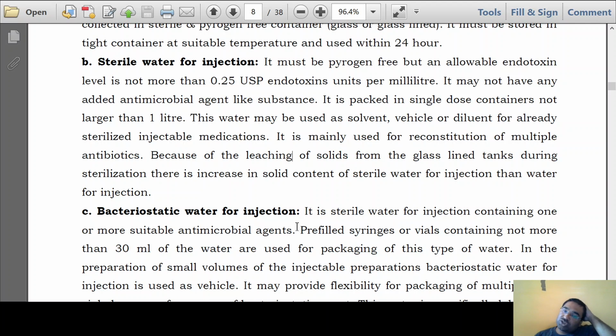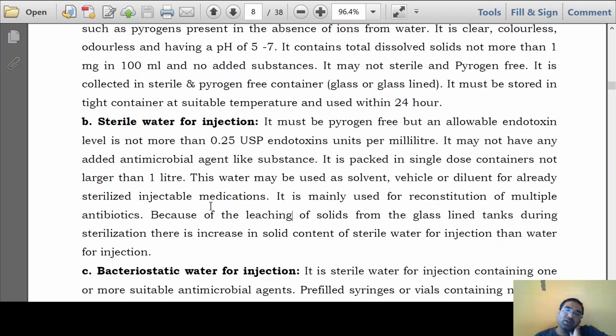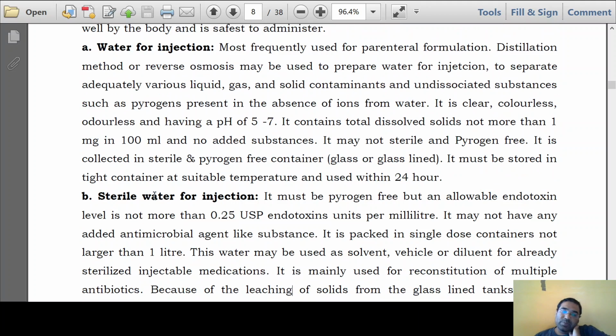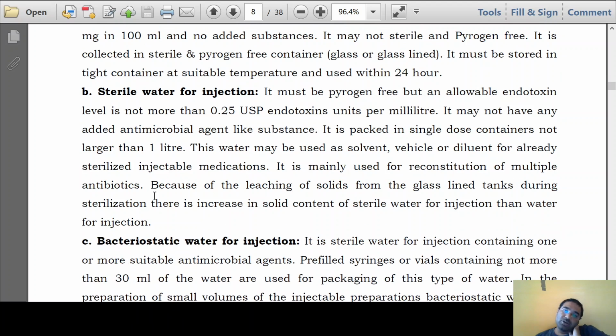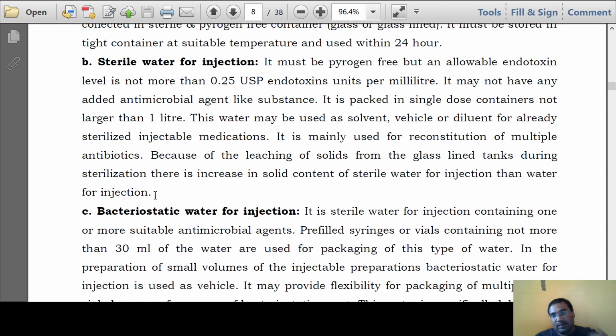Then next is the bacteriostatic water for injection. So the first one was water for injection. These are the vehicles, and these are the aqueous vehicles: water for injection, sterile water for injection, bacteriostatic water for injection. Bacteriostatic water for injection is sterile water for injection containing one or more suitable antimicrobial agents. So water for injection containing antimicrobial agents is called bacteriostatic water for injection.